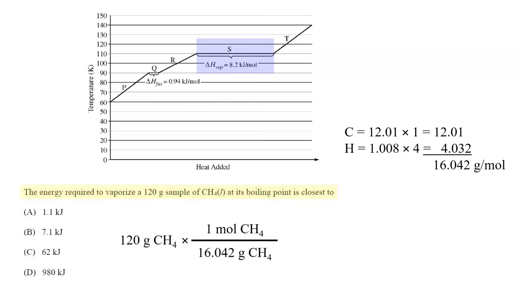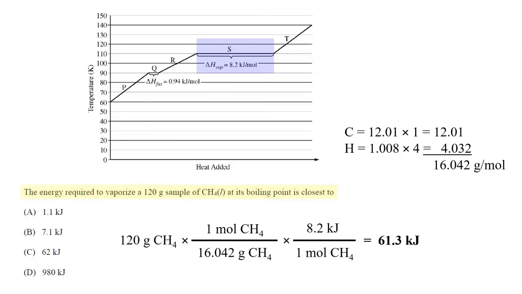Now let's go from moles to kilojoules. Again, for vaporization, from the diagram, it would be 8.2 kilojoules of heat for every 1 mole of methane. So I'll pick up my calculator and do 120 divided by 16.042 times 8.2. And that quantity, which is 61.3, represents the amount of heat in kilojoules that is required to vaporize a 120 gram sample of liquid methane.